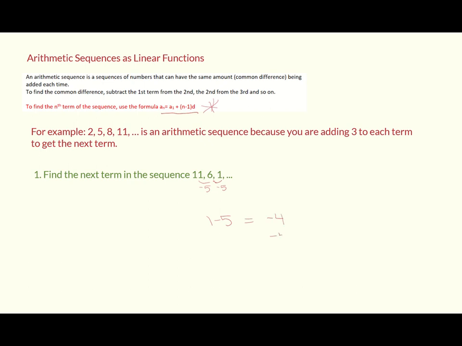If I wanted to subtract 5 from that, because it says the next term, but what if I wanted the next 3 terms? That would be negative 9. If I wanted to keep going, subtract 5 again, and I would get negative 14. So in this problem, it just says find the next term, which would be negative 4.